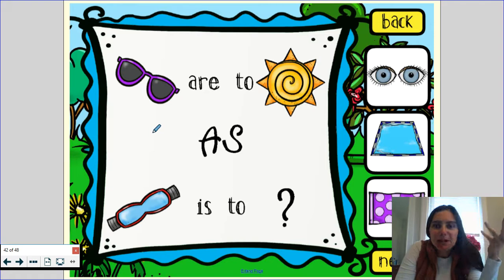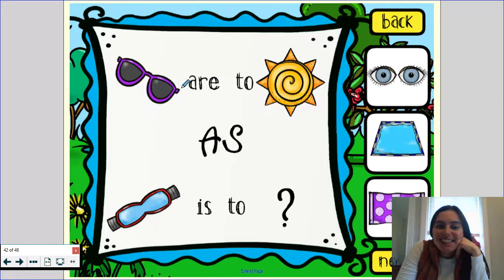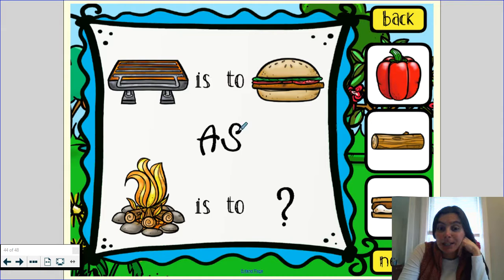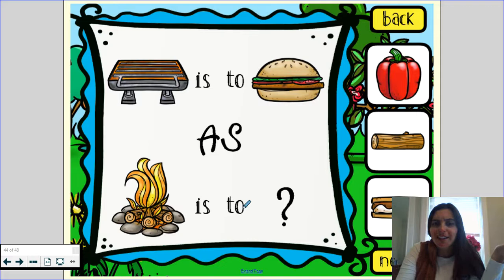All right, sunglasses are to sun, as goggles are to pool. You need the goggles in the pool. Lemonade is to drink, as watermelon is to eat, red, or three? It's to eat. Grill is to burger, as fire is to, what's something that you make over the fire? S'mores. I love s'mores.